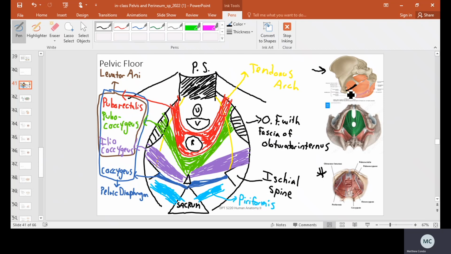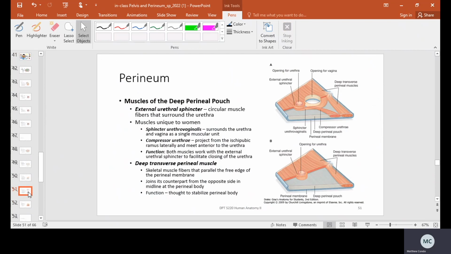That top picture is straight out of Gray's, and obviously you'll get to see a much bigger version of it. All right, any questions? This one's in Gray's, this one's also in Netter's.